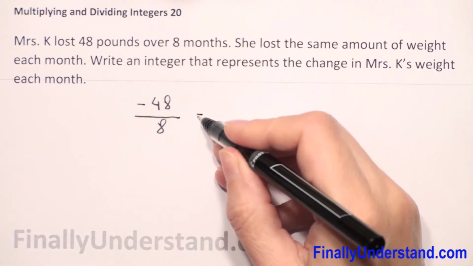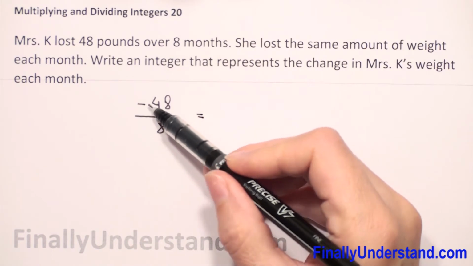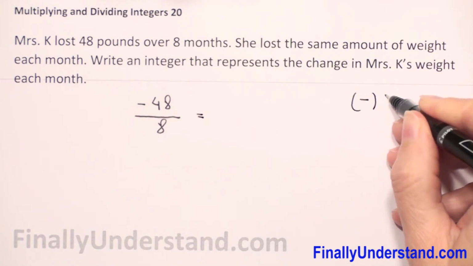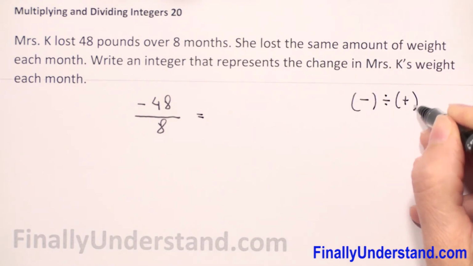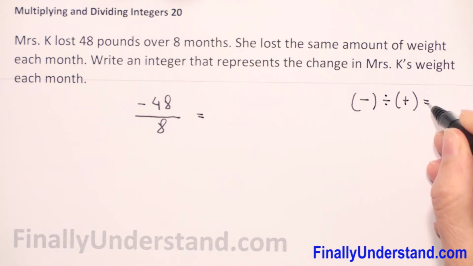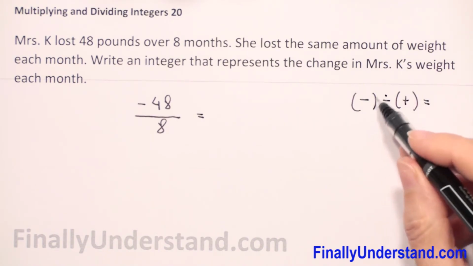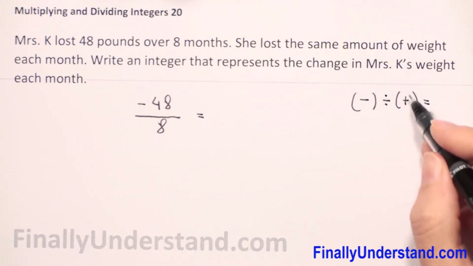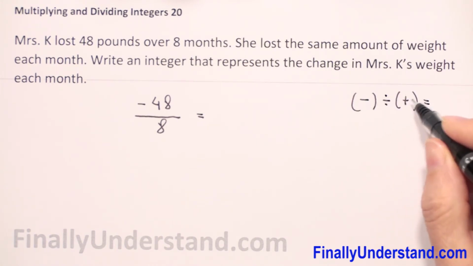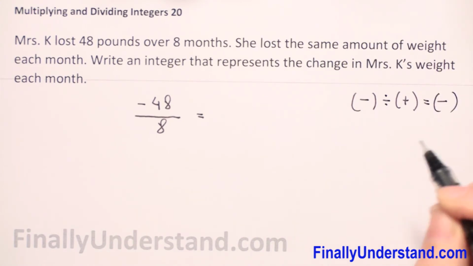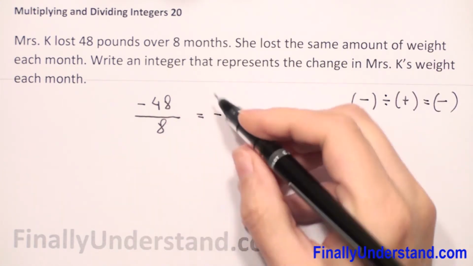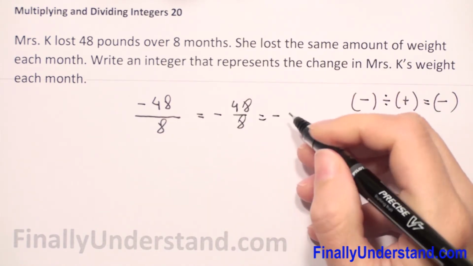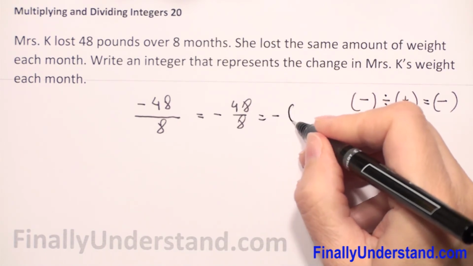So this is equal. We have a division of two numbers. One is negative, one positive. When we divide a negative number by a positive, or a positive by a negative, it's like multiplication. When one of the numbers we divide, or one of the numbers we multiply, is negative, the answer is negative. So the answer will be negative, and we have 48 divided by 8. The negative sign we copy. 48 divided by 8 is 6.